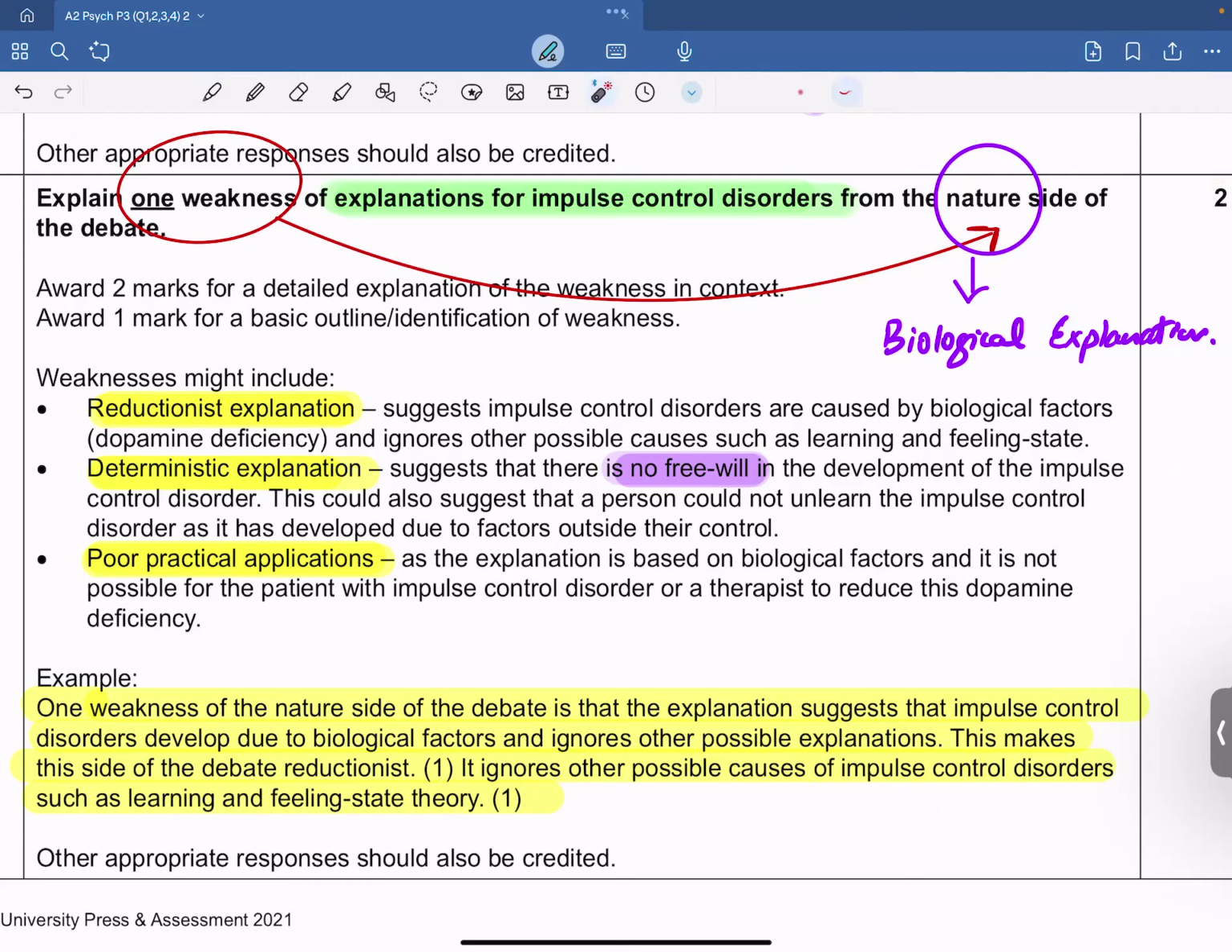Pick up whatever you feel like picking up. The reductionist explanation, you could use this as well. The reductionist explanation suggests impulse control disorders are caused by biological factors. That is dopamine deficiency. Remember when I had said less amount of dopamine? Remember when I had said an imbalance in neurotransmitters? So, what is the reductionist explanation over here?